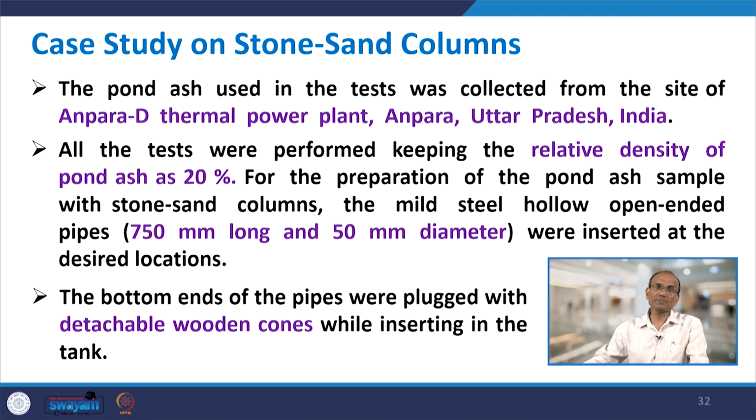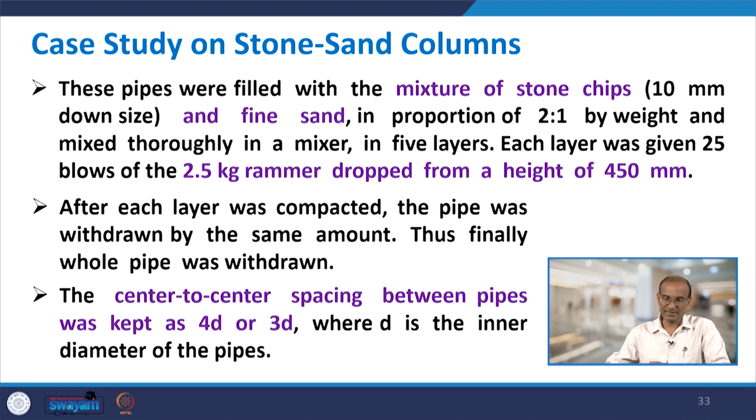For the preparation of the pond ash sample with stone sand columns, mild steel pipes, hollow and open ended on both sides, were used. The size of the pipe was 750 mm long, that is 0.75 meter, and 50 mm in diameter. They were inserted at the desired locations inside the shake table. The bottom ends of the pipes were plugged with detachable wooden cones while inserting in the tank.